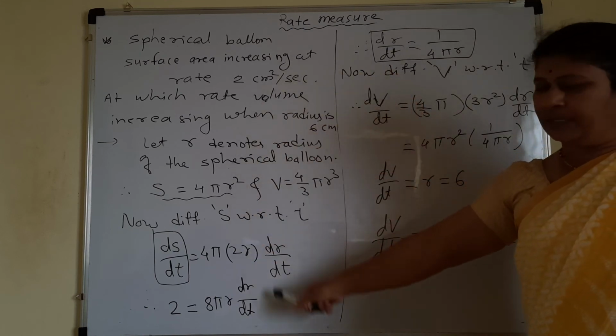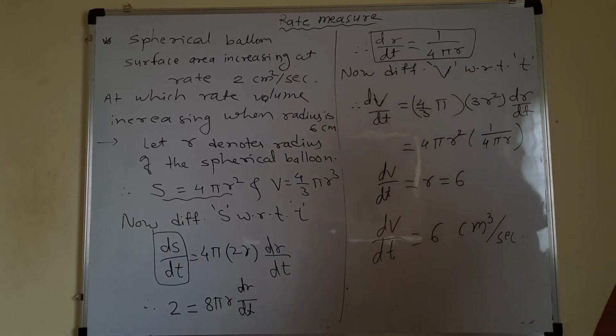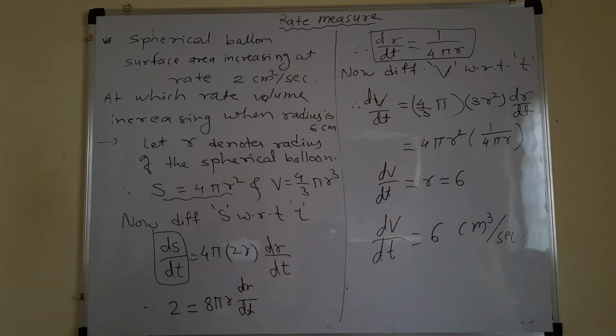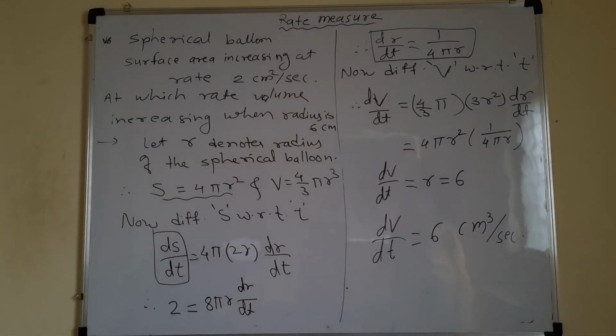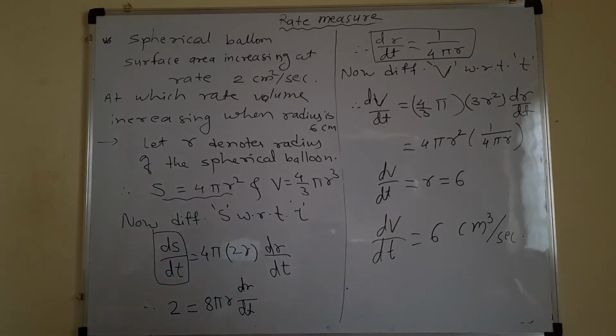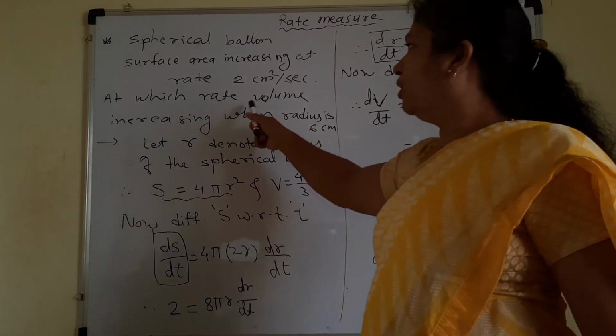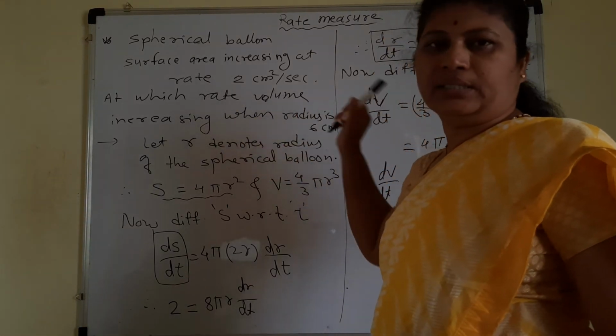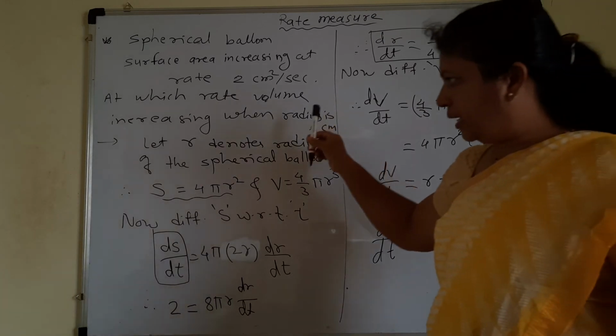Let us again revise this. What are the given things in this example? The rate of change of area is given. It is 2 centimeter square per second. Then the next one is the radius, which is 6 centimeter. And what we have to find? We have to find the rate of increase of volume when radius is equal to 6 centimeter. So these are the things.